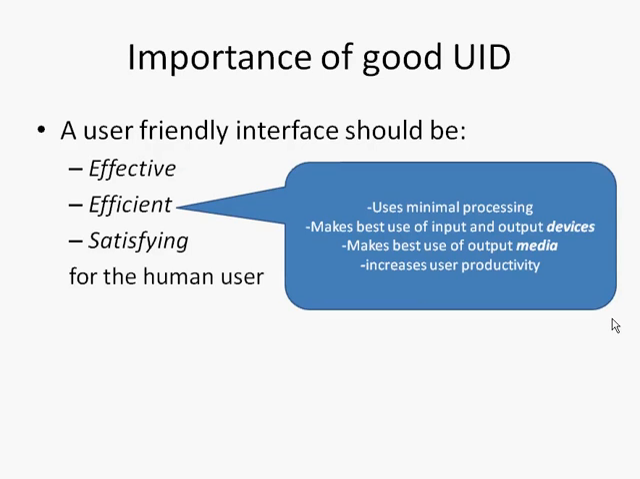When we're talking about efficiency, we might be talking about the user interface using minimal processing power so it doesn't hog all of the processor. It makes best use of input and output devices that are available, but also makes the best use of output media, such as printer paper. Will some output fit nicely onto one A4 sheet, for instance? If it's efficient, then it should increase user productivity. It should make workers work that bit quicker.